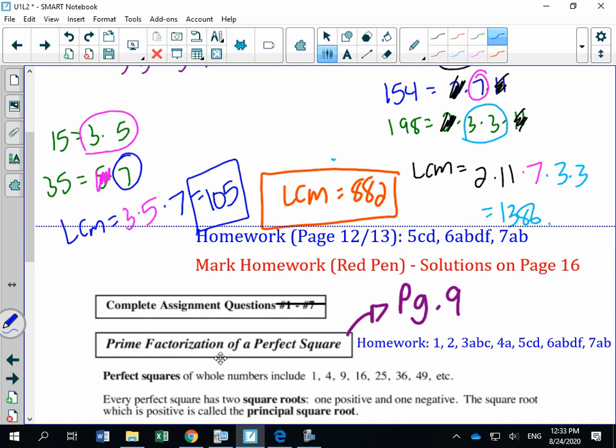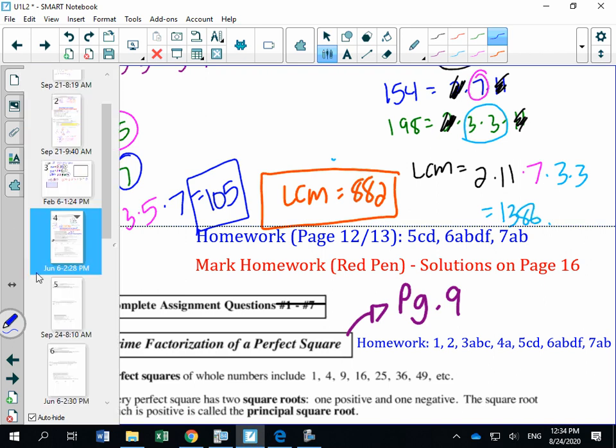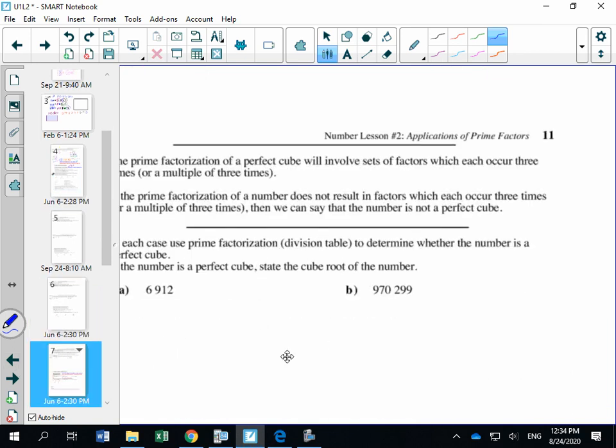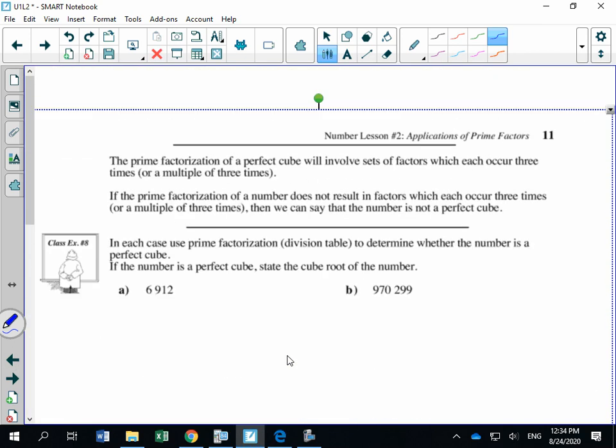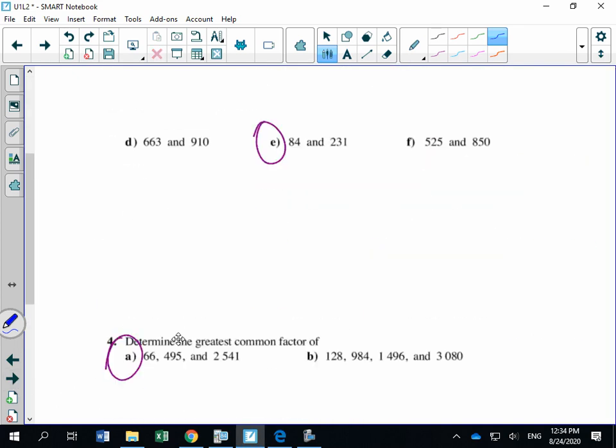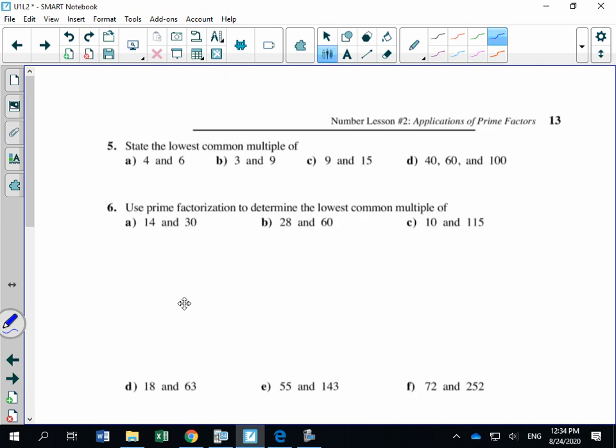Just going to write this down first. So 5CD, we're going to do 6AB, DF, and 7AB. These should all be our lowest common multiple questions. So homework, I believe, starts on, what page does your homework start on? Okay, homework starts on page 11, but we've already done those 2 questions. Those were GCF. So let's circle 3 and 4 as GCF questions. From number 5, I want you to do C and I want you to do D.